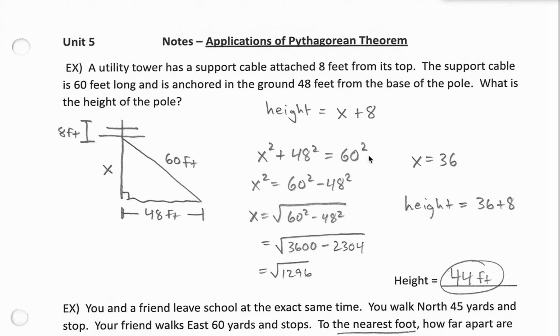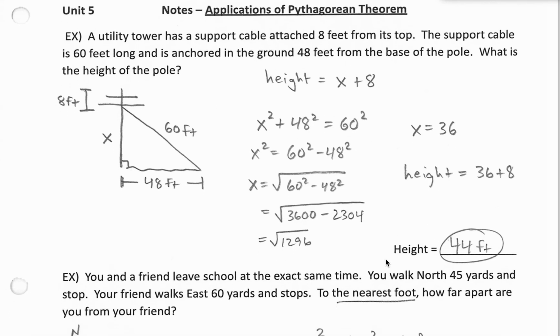Subtract 48 squared from both sides, and then square root both sides. And now we're back to where we could have started. Square your values first before you subtract. The difference of those squares is 1,296. Square root that, and we get 36. So up to that part on our pole is 36 feet. Let's add that extra 8 feet to get to the top. So our pole is 44 feet high.